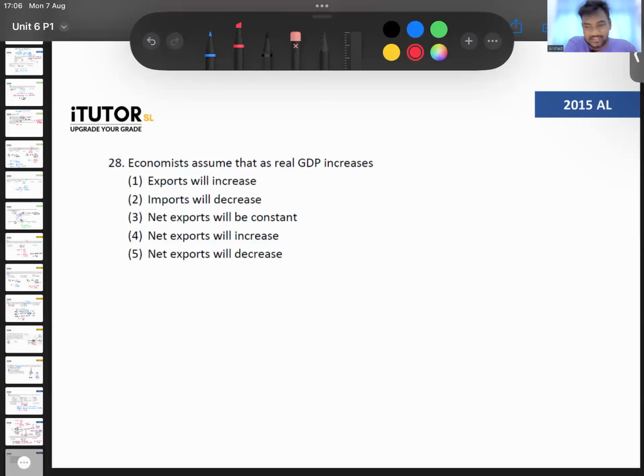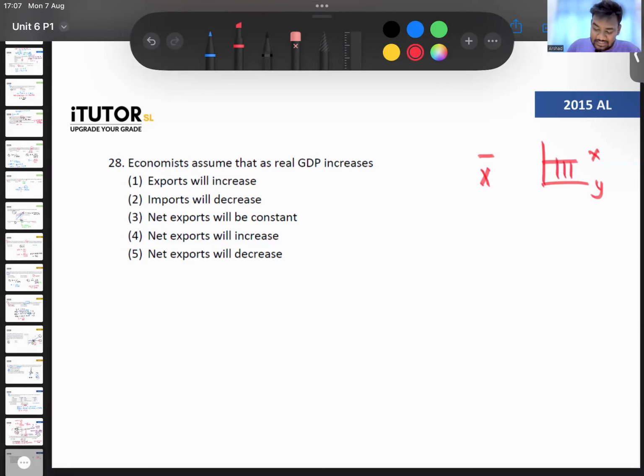The question is this, okay? Listen carefully. In our syllabus, we learn exports are autonomous. Export doesn't depend on income. How do you draw your export function? Like this, right? Whatever your income is, your exports are the same.